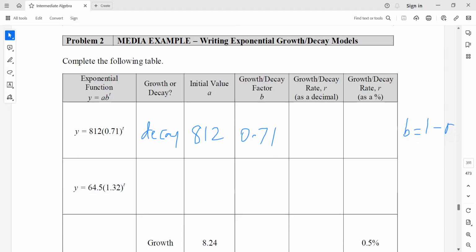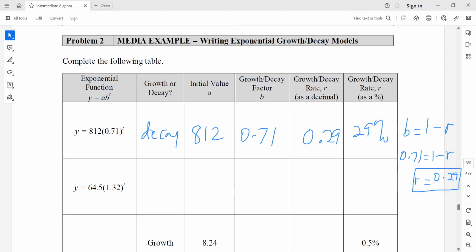So b is 0.71. So r is going to be 0.29. You could always solve the equation, 0.29, because both of them should add to give you 1, right? When it's a decay function. All right. So what is the decay rate in percentage going to be? It is 29%.